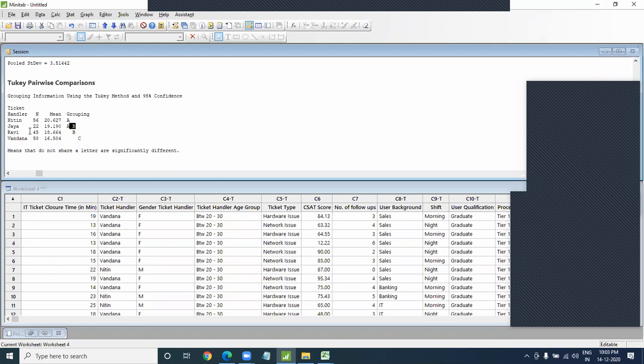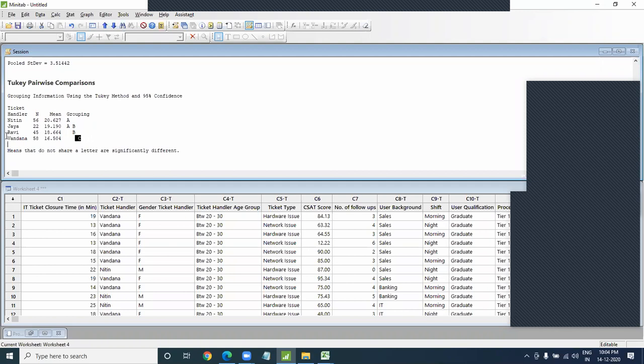Ravi has data of B, all data which is similar to B. So Jaya has something in common with both Nitin and Ravi, but Nitin and Ravi have nothing in common. So they are significantly statistically different, Ravi and Nitin. But look at Vandana, she's altogether different from everyone, a league apart.